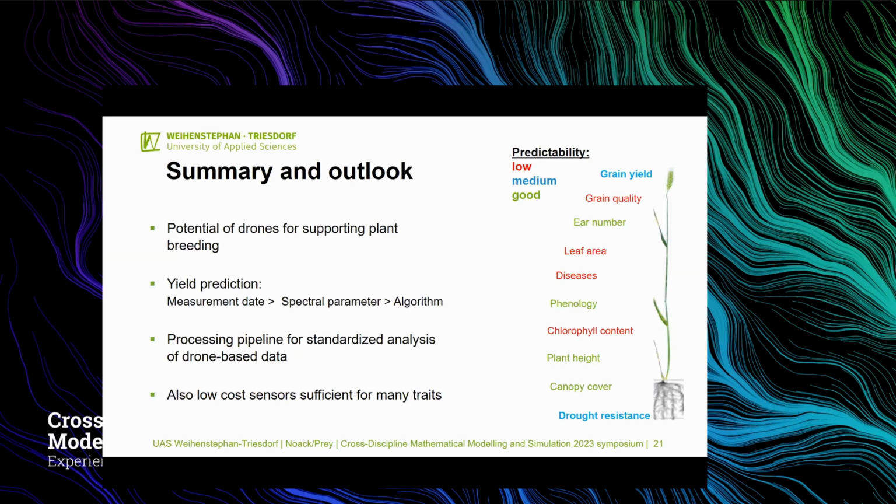As I've shown you, some traits we can determine very well, and with other traits we still have difficulties. And basically machine learning helps a lot, but not in any cases.